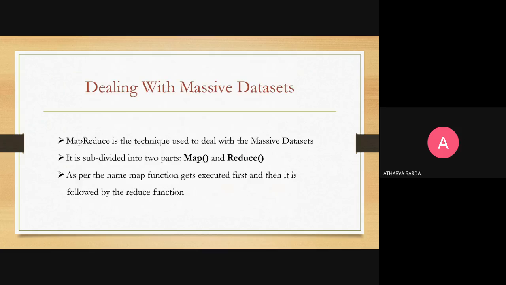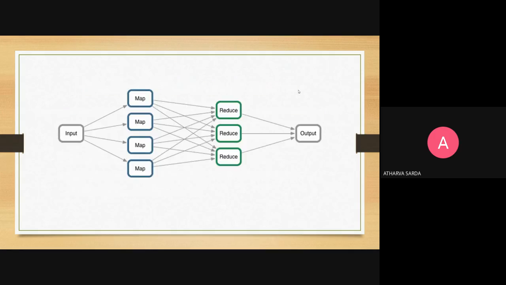Dealing with massive datasets. MapReduce is the technique used to deal with massive datasets. It is subdivided into two parts, map and reduce. As per the name, the map function gets executed first and is followed by the reduce function. Now, what do the map and reduce functions basically do? Let's understand it with a simple image.